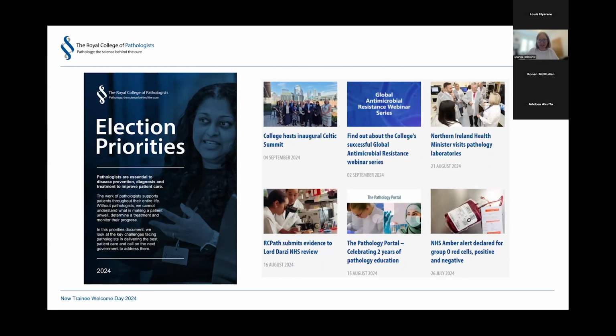But also you can see then this is just a screenshot on the right-hand side that's taken from the homepage of the college website that just gives you a broad overview of some of the activities that we take part in. So, for example, the new government wanted evidence about the NHS following the announcement of the Lord Darcy review, and we put that together at very short notice and submitted that, and you can have a read about what we said there, but lots of other things to have a look at.